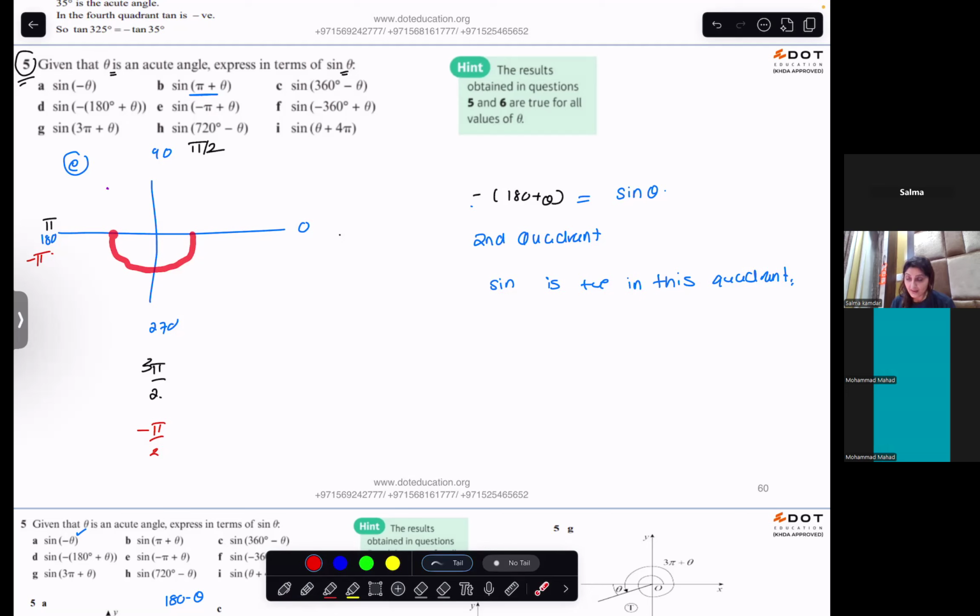Minus pi plus theta. So sine of minus pi plus theta is equal to sine theta. I hope you're with me. Which one, sine theta, plus or minus? Plus sine theta. Okay, fine.